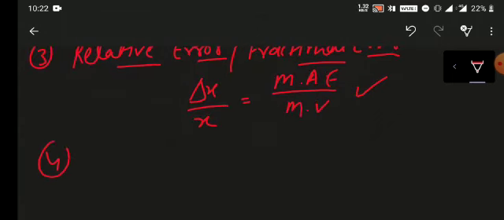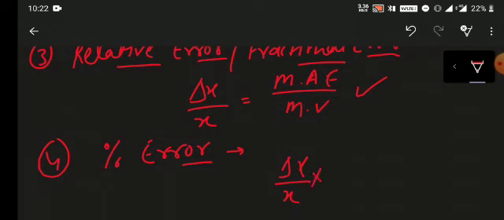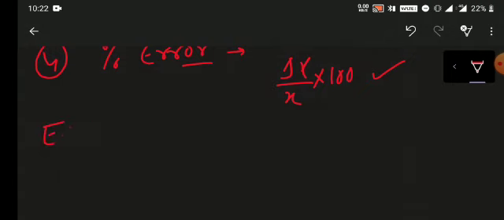And the last and final one is the percentage error. The percentage error is found if you multiply the fractional error by 100. This is the formula of the percentage error. Have you got this point? Okay, great. Now let's take an example and understand all the errors with it.